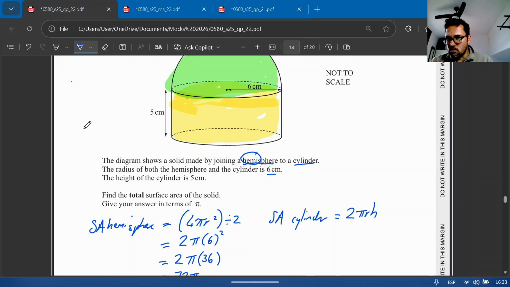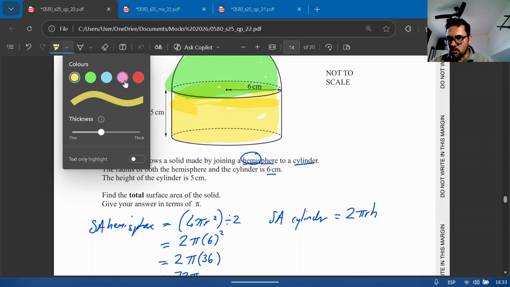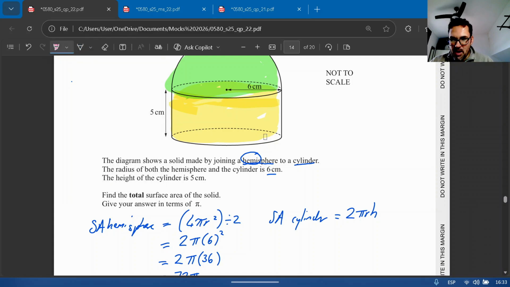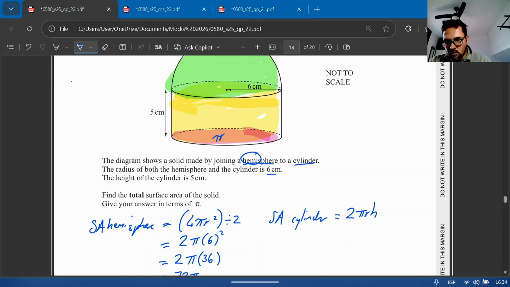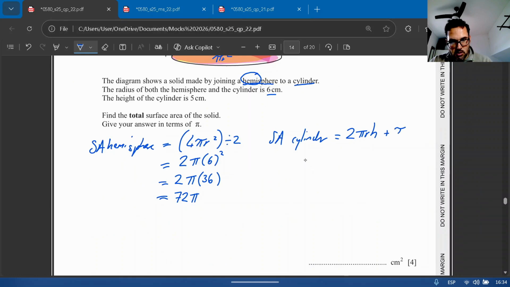But be careful. Okay, because we have the base of the cylinder. We have to include the base here because that is on the outside of the shape, not the one at the top. Okay, because that's inside and the surface area is only on the outside, right? So we need to include the area of this circle, and just in case you ever do forget, area of a circle is pi r squared, yeah? So we need to include this. So we put in the bottom circle but not the top.